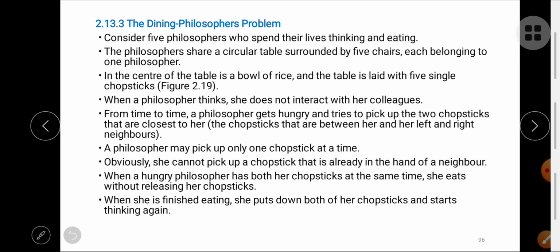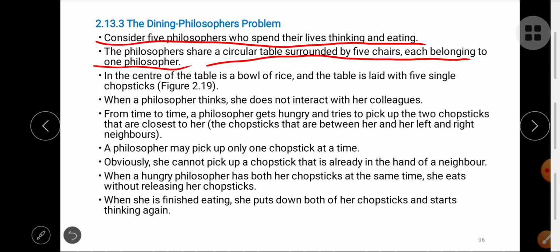So this is the dining philosophers problem. Consider 5 philosophers who spend their lives thinking and eating. They always do only 3 things. The first thing is thinking, the second is eating, and the third state of these philosophers is hungry. Thinking, eating, hungry. Thinking, eating, hungry. The philosophers share a circular table surrounded by 5 chairs, each chair belonging to one philosopher. In the center of the table there is a bowl of rice, and the table is laid with 5 single chopsticks as shown in the figure.